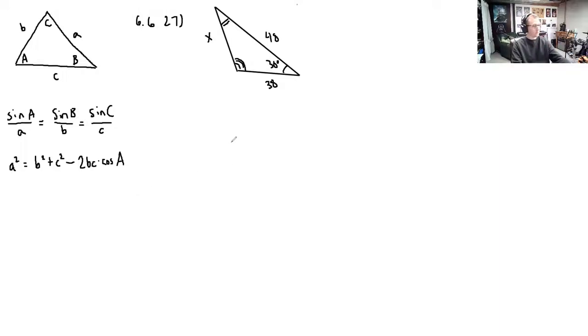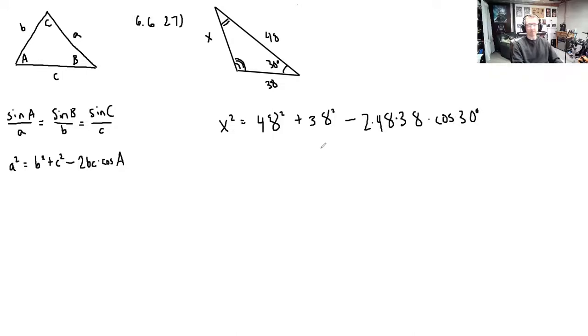So let's use it in this problem. So we want to find x, right? So we say x squared equals the squares of the others added up. So 48 squared plus 38 squared minus twice 48 times 38 times the cosine of the angle opposite the side. So cosine of 30 degrees.